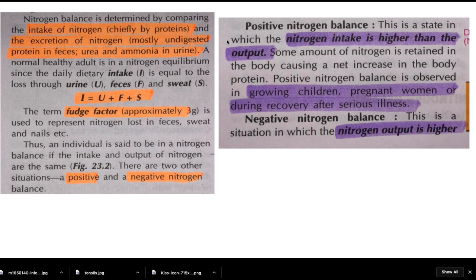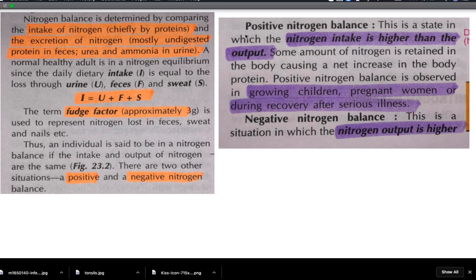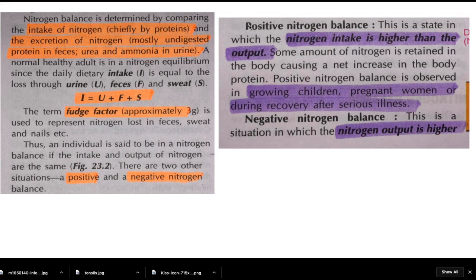So let's remember positive. All positive nitrogen balances are examples, because most commonly they asked in 2018 NEET a question like, which of the following is a positive nitrogen balance example? Very simple. Let's take the word positive. All your examples are positive things. The positive nitrogen balance is observed in a growing child. The child is growing day by day. It's a positive sign.